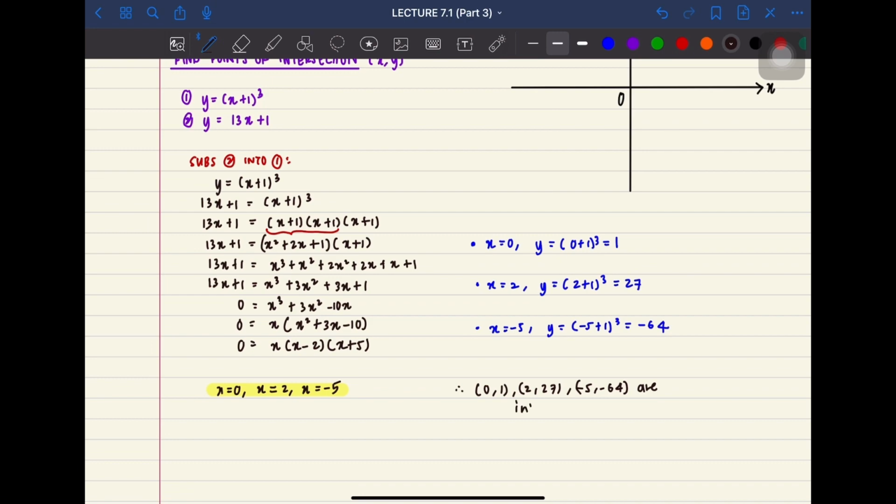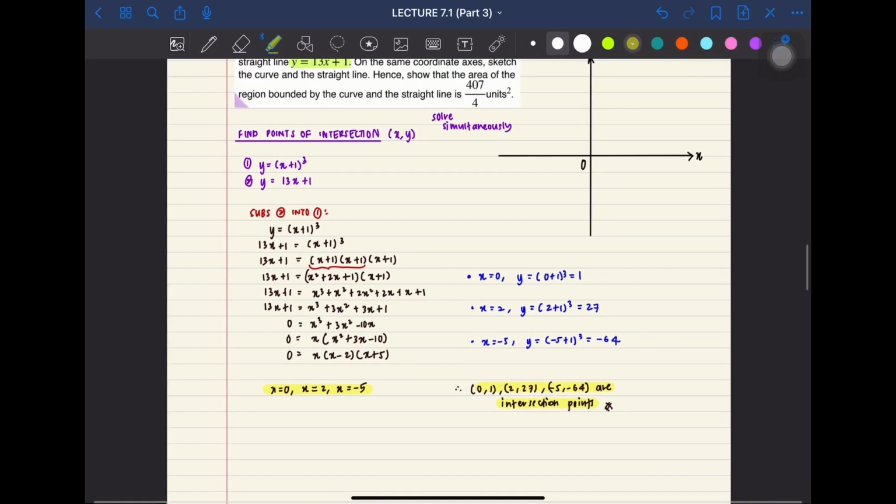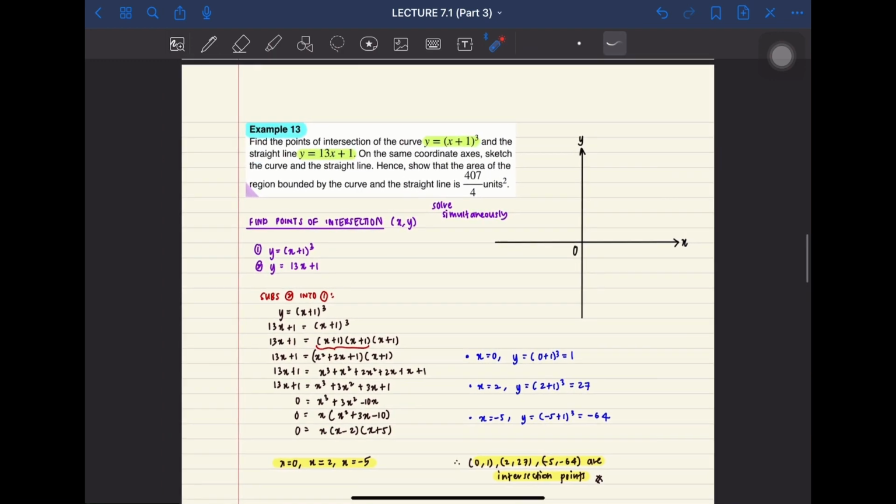R intersection points. Okay, so that is the first part of the question. Okay, so let's have the first part.